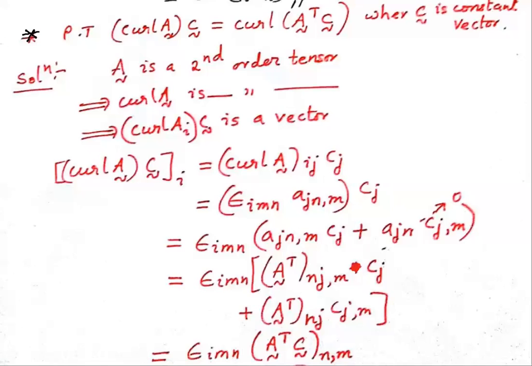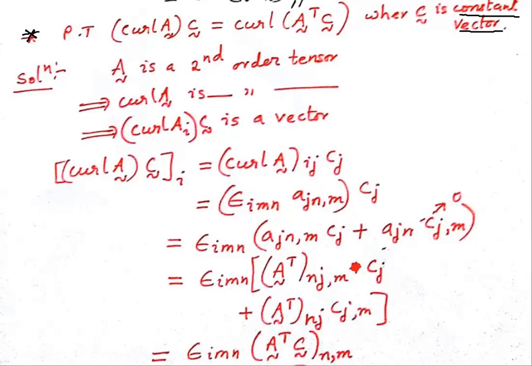Hello class, let us prove one more identity today. Curl (A C) is equal to curl (A transpose) C, where C is a constant vector. And what is our capital A? Capital A is a second order tensor. Now C was outside, and C has gone inside that curl. That is the identity we have to prove.